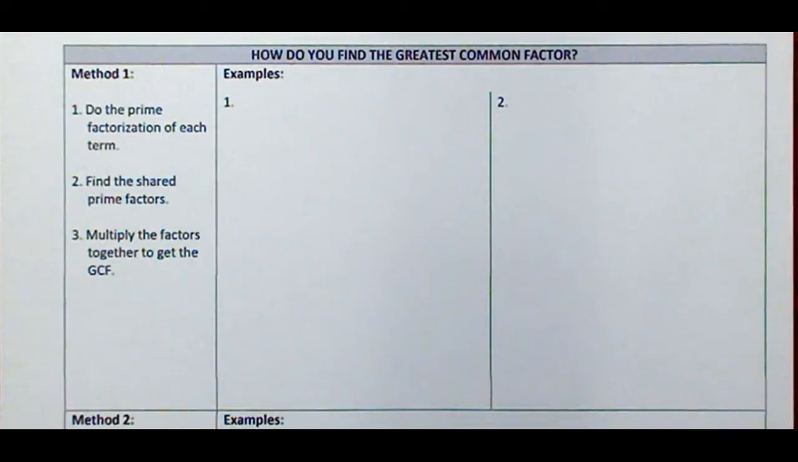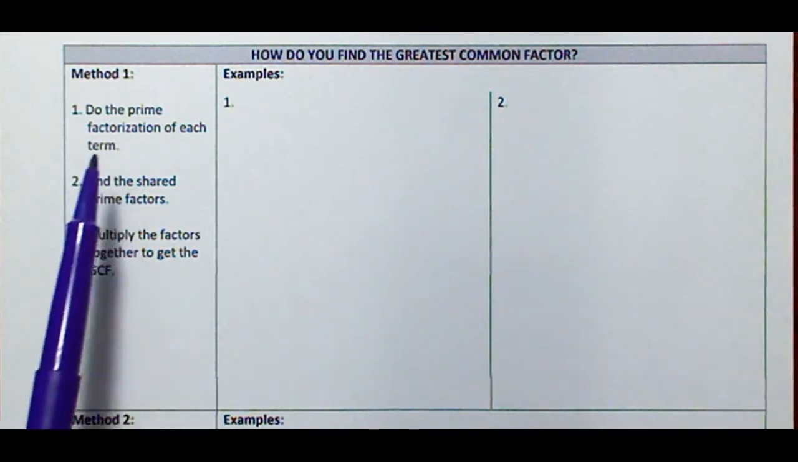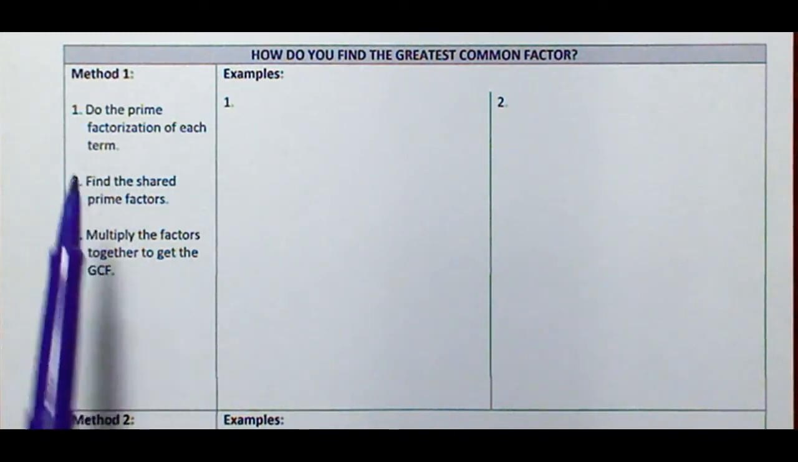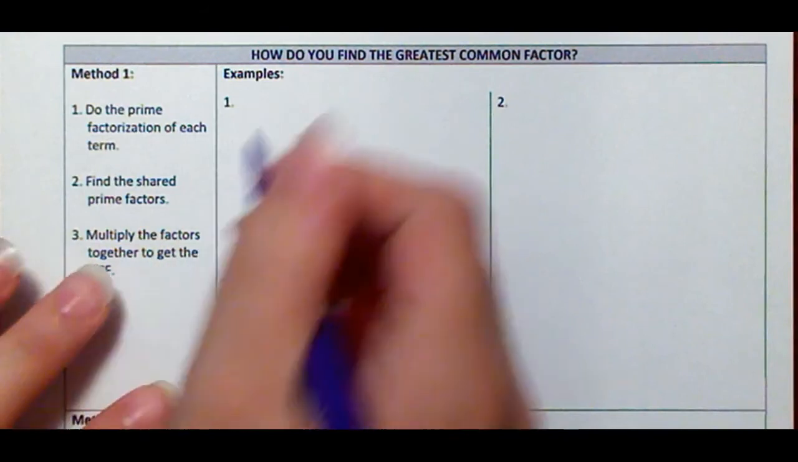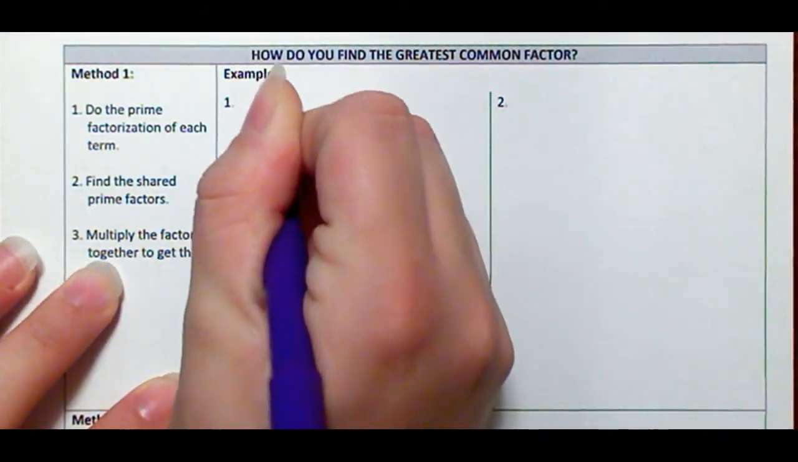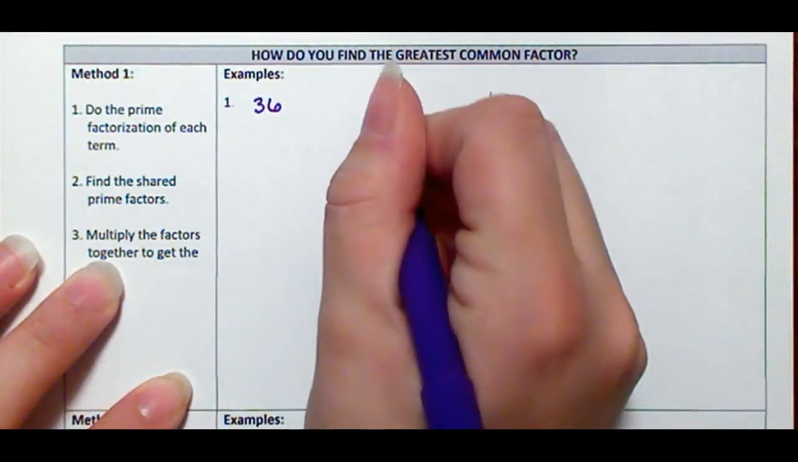How do you find the greatest common factor? We are going to look at two methods of doing this. The first one utilizes prime factorization, and the second one, you just make a list. So let's start with the first method. Look at some examples. Our first example is going to use the numbers 36 and 54.